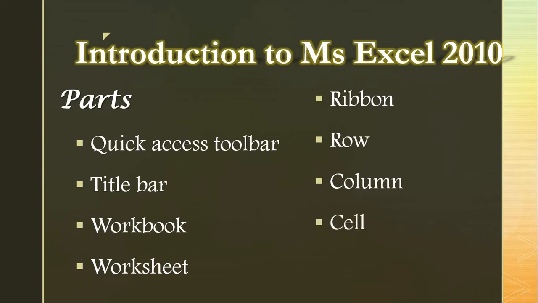Next, Cell. It is the basic unit of a worksheet. A cell is formed by the intersection of a row and a column. Next, Cell Address. Cell address is the identification name of a cell. The cell address corresponds to the column letter and the row number. For example, A1. A is the column letter and 1 is the row number. Cell address is also known as cell reference.